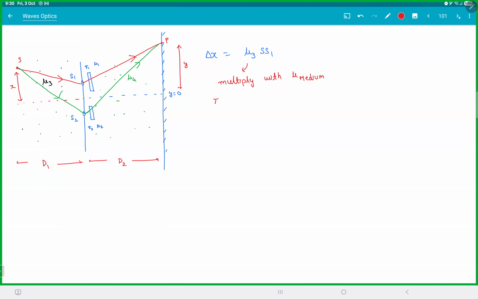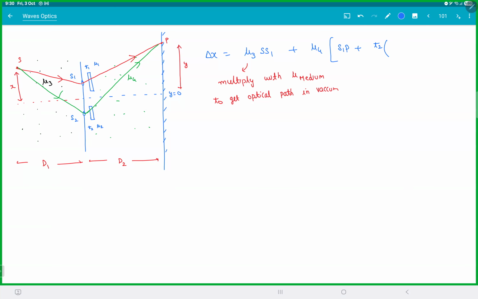To get optical path in vacuum. Then you're traveling in which medium? Mu4. And then what is optical distance? S1P plus, but because you're going in a slab, you'll get T2 into mu2. I got that is T, wait. I wrote for SS1, na?